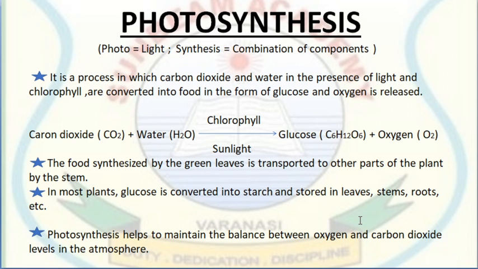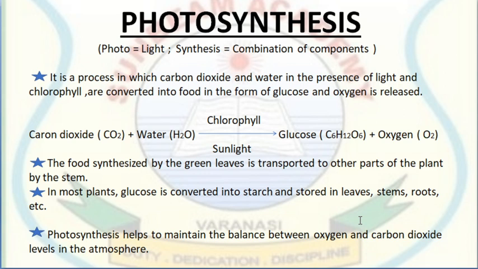So, you can say that photosynthesis is a process in which carbon dioxide and water in the presence of light and chlorophyll are converted into food in the form of glucose, and oxygen is released.